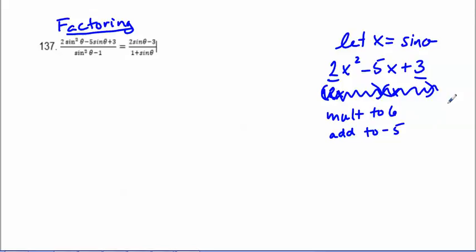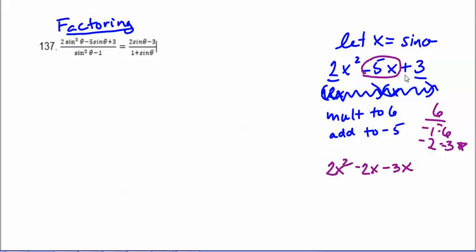So numbers that multiply to 6, might be 1 times 6 or 2 times 3, but if I want them to add to -5, it's going to have to be -1 times -6, -2 times -3. So the last numbers, these are the ones that would add to -5. So what you do is you take your middle term, the -5x, and you replace that with these numbers. You replace it with -2x minus 3x. Then you bring down the 2x squared, and you bring down the plus 3.